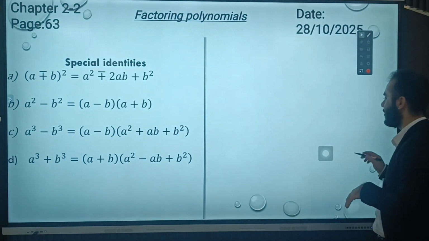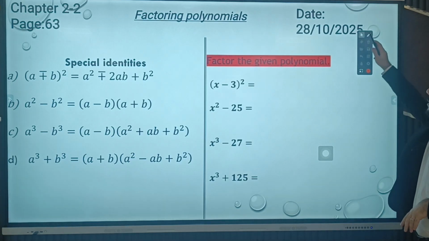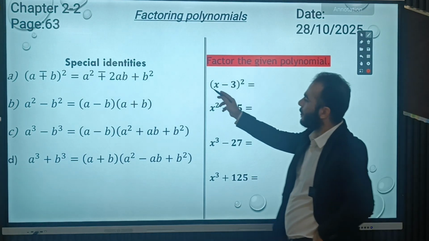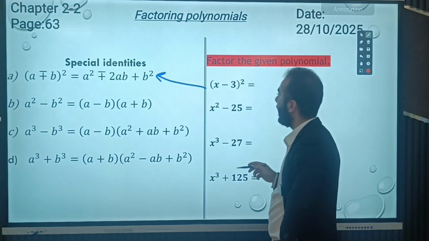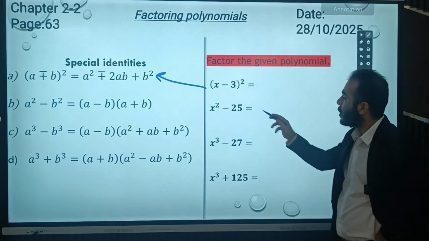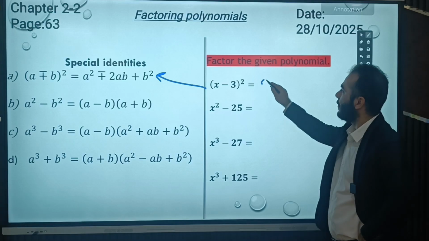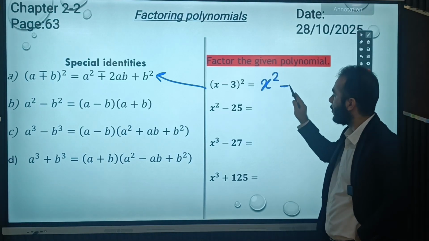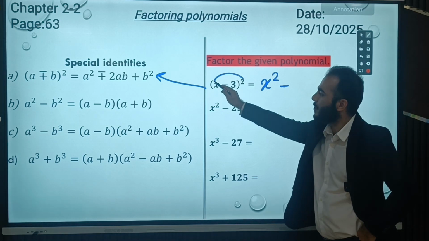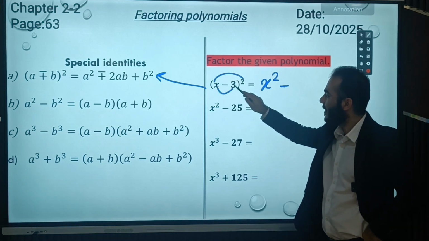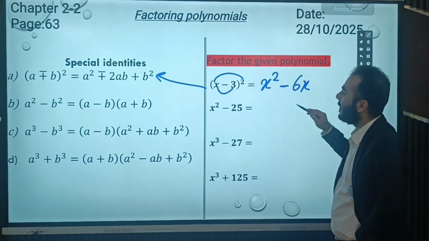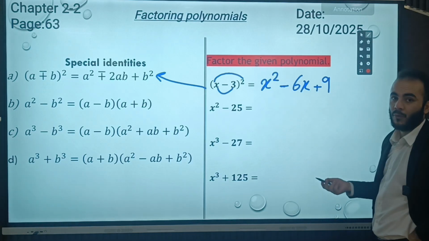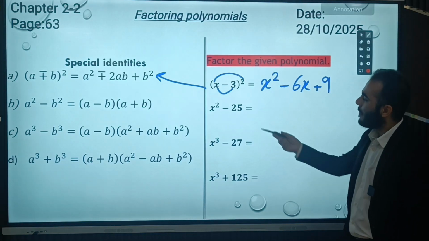So let's solve some questions in order to make them clear. The first example is regarding this identity, the square of the difference. So we said that the first term squared, x squared. Here is minus, so here is going to be minus 2 times the first term, 2x, times the second term, 6x. And then plus the second term squared, 9. 3 squared, 9. How about here?